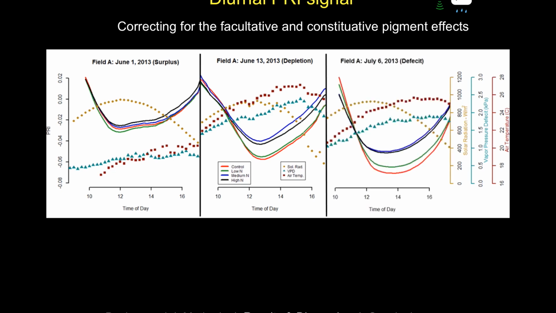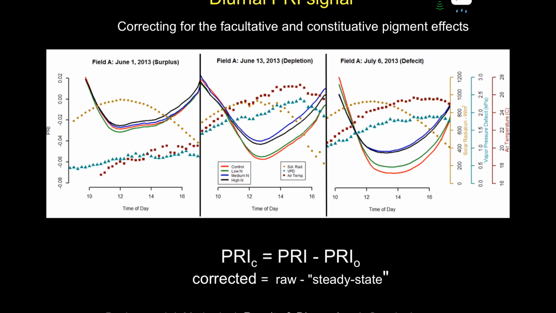As we move further into the season, into July 6th, during the water deficit stage, so this is at the onset of wheat heading, you can see that the timing of the PRI signal shifts a little bit later in the day, coincident with increases in VPD and air temp, but you also begin to see a greater spread and a greater magnitude of that PRI response, suggesting a response to both water, but also, in this case, fertilizer.